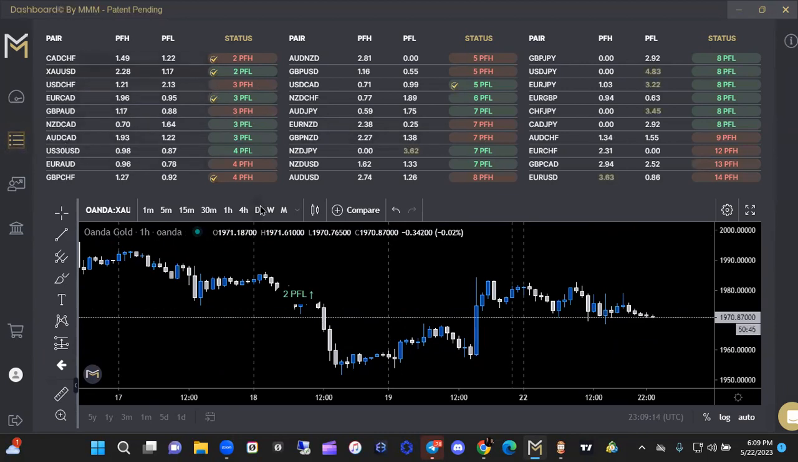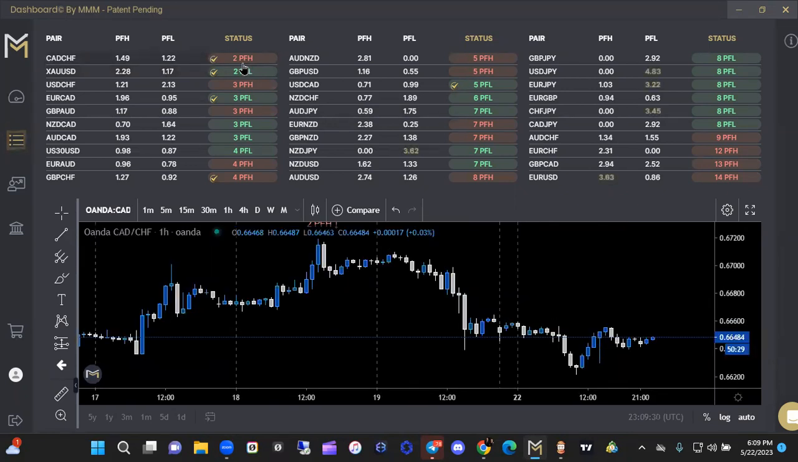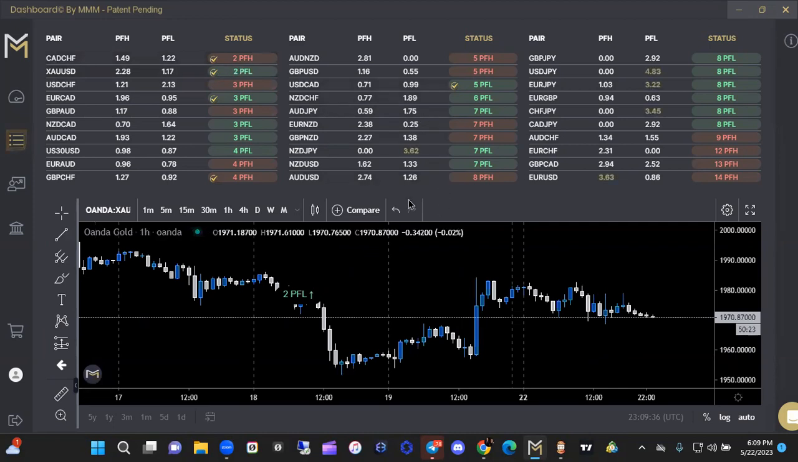What's weird right now that I'm noticing on the dashboard is these two pairs right here, CAD Chef and Gold. They are the same, right? So there's like a tiny glitch in it, and I'm just being transparent. But I'm still going to validate whether or not these are legit and what we could do to capitalize on the continuation of these pairs and peak formations if they are that.